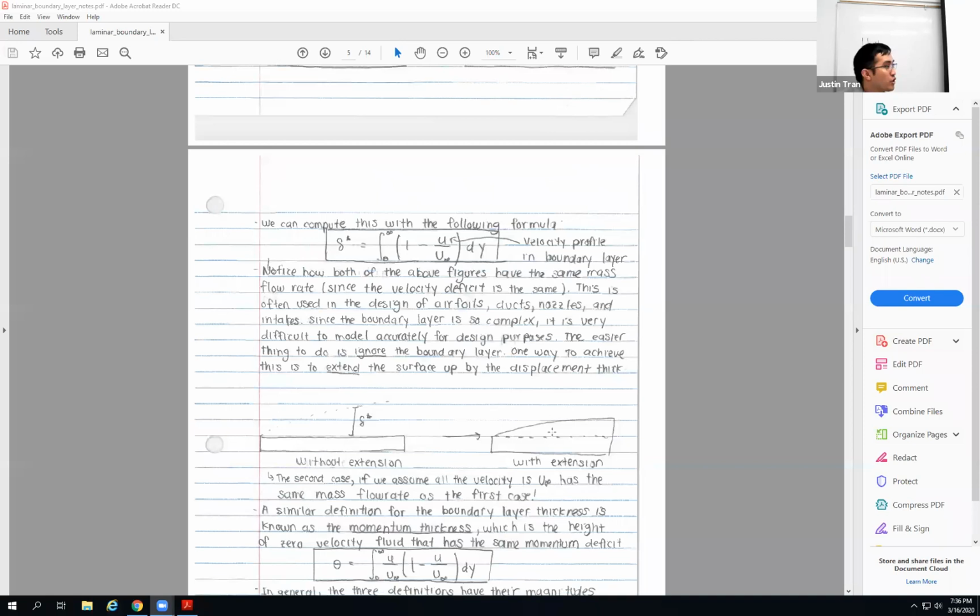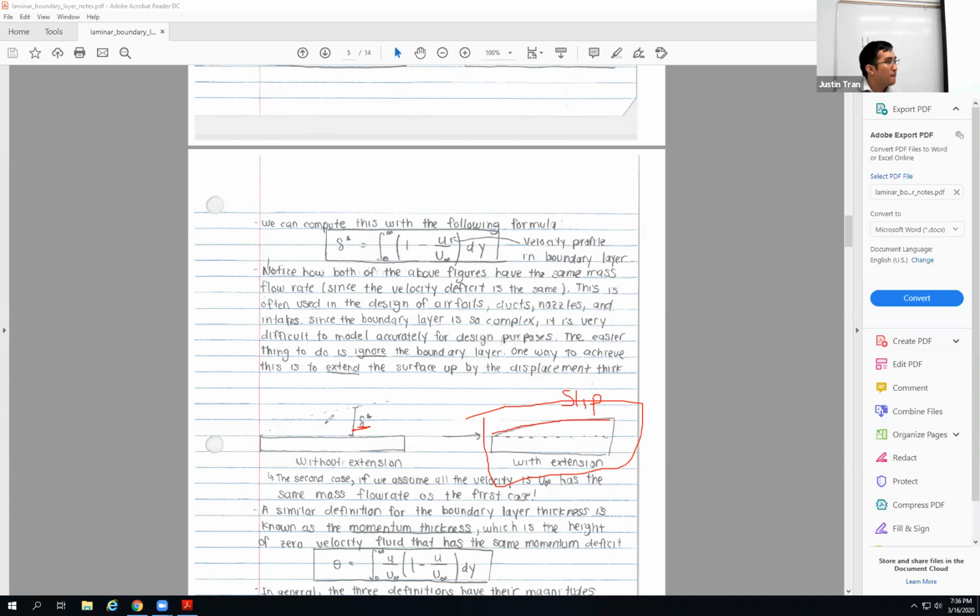If we look at this figure right here, what we've done is that after we've computed this displacement thickness delta star, we've made our solid thicker. Then with this thicker model we can assume that our velocity will slip here, so we ignore the no slip boundary condition. And then this model and this model will have the exact same mass flow rate. That is used in practice, where you can displace and make your calculations a lot simpler. If you run a CFD with the slip condition, that's really easy to do compared to the no slip boundary condition, which is really, really hard.